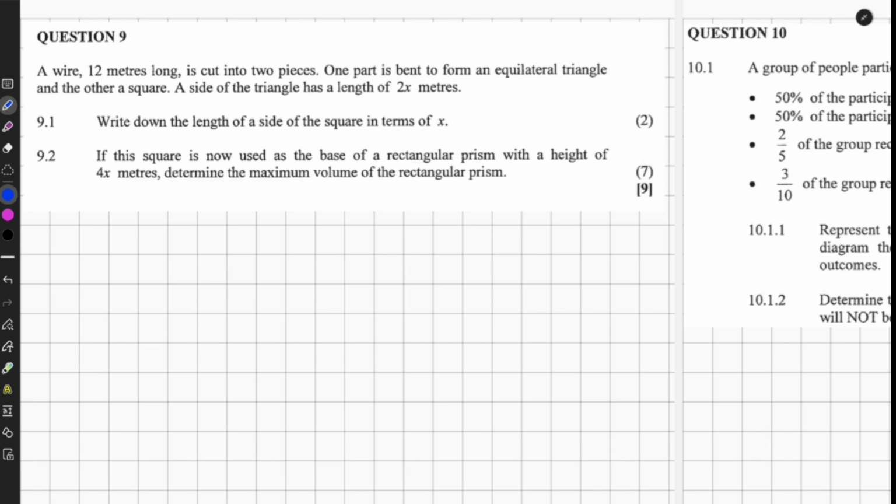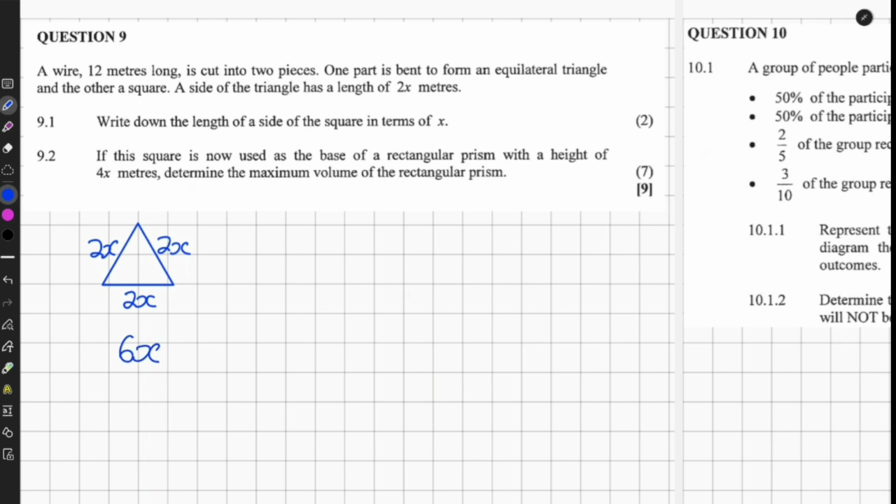A wire 12 meters long is cut into two pieces, one part bent to form an equilateral triangle and the other to form a square. A side of the triangle has a length of 2x meters. Okay, so I'm going to do pictures. So an equilateral triangle, just if all three sides are the same, and they're telling me the side is 2x. Okay, so if it's equilateral, then all of them are 2x, and therefore I know this one was 6x.